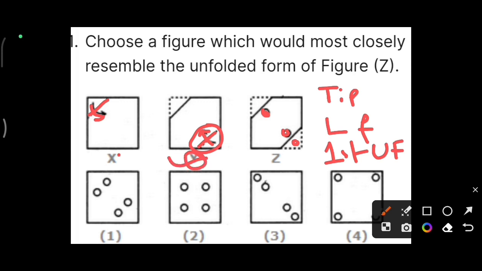Now let us unfold the figure X. The figure X is folded like this, so we need to unfold in the opposite manner. So here the cut will be present. So this will be in the option 3. You can see this will be in the option 3 now.